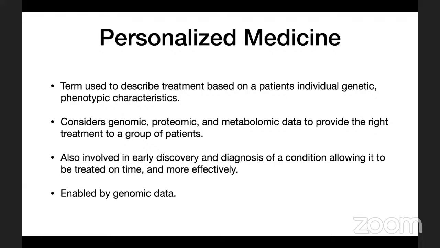Over here, we basically consider genomic and metabolomic data to provide a suitable treatment to a group of patients. In personalized medicine, we also look at diagnosing a disease or a condition at an earlier stage, so we can treat it on time. This is especially useful in cancer. And this is enabled by the vast amount of genomic data that is available.